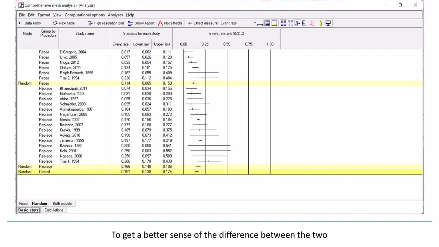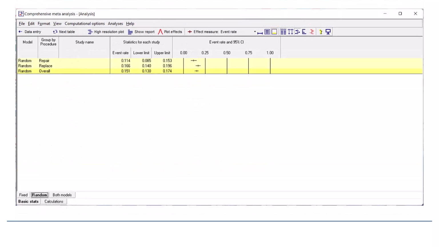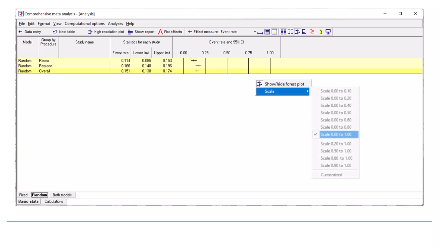To get a better sense of the difference between the two, I can hide the individual studies and display only the summary rows. To hide the individual studies, I deselect this button. And to make this easier to see, I'm also going to change the scale. Now the scale is 0 to 1. I right-click on the plot, I select Scale, and I click on 0 to 40%.